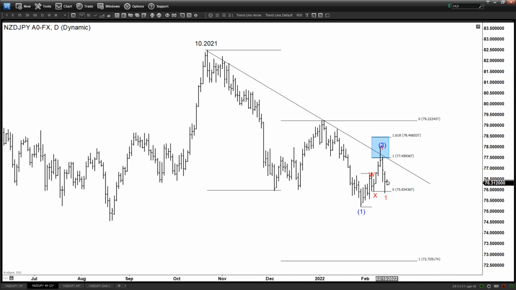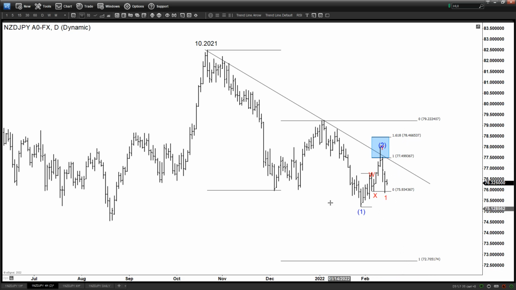But now we are in the middle, in which until you break below this low again, you cannot completely rule out this to happen, right? But probability wise, we're looking for the downside.